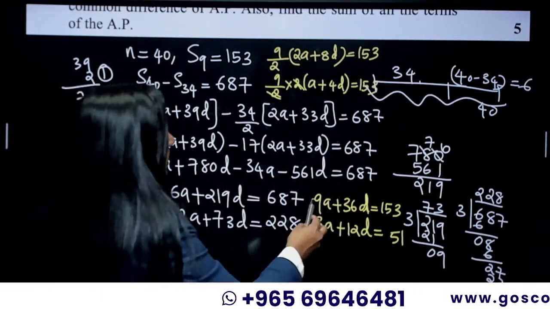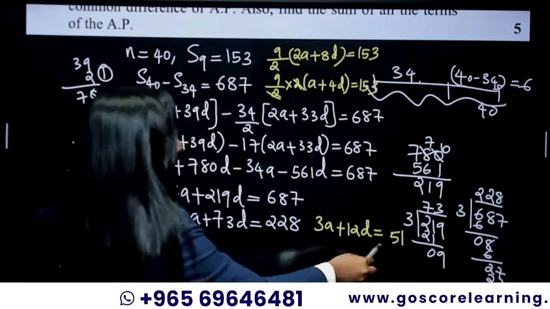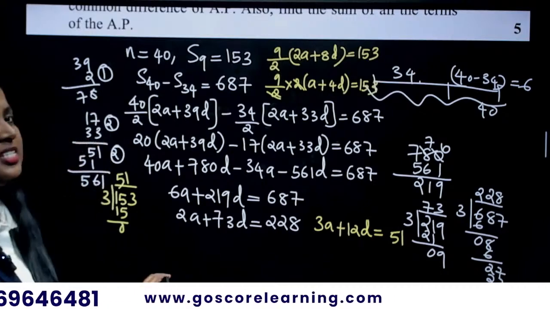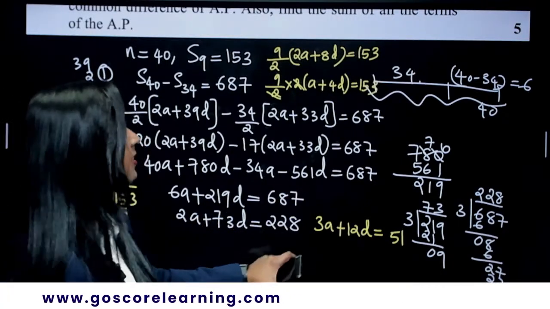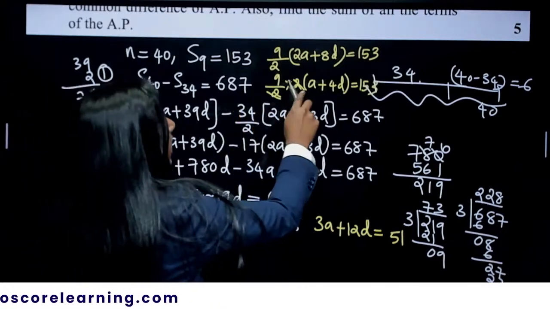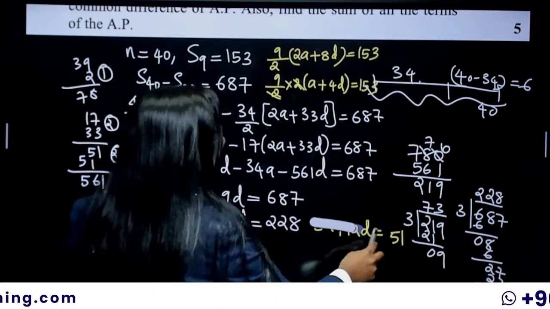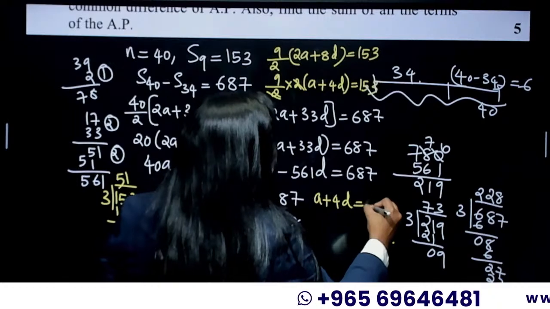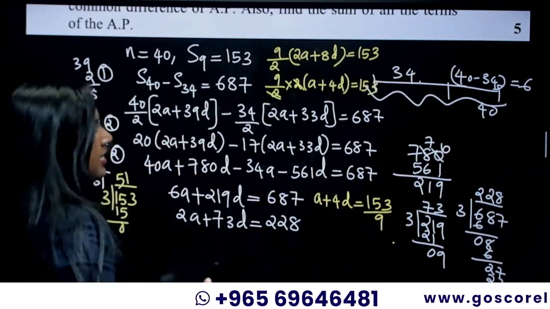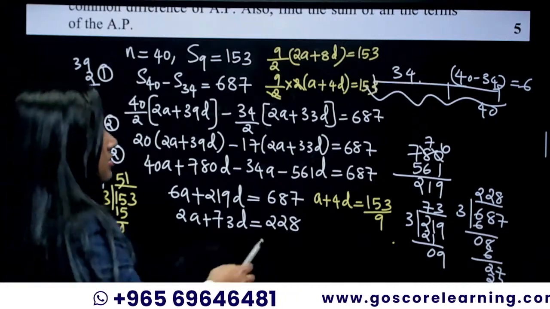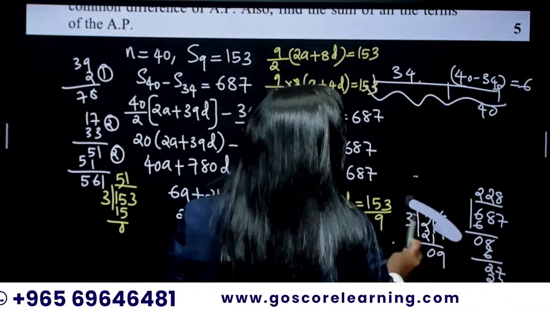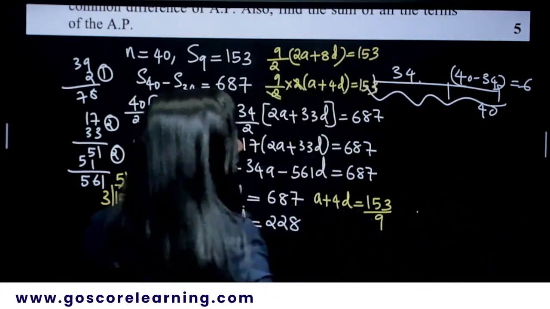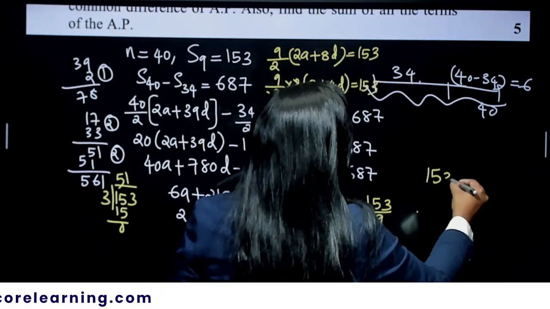Instead of complicating it this much, because if we are getting 3a plus 12d as 51, that is correct, but still this is 2 and this is 3. To make the coefficient same, I have to multiply this by 3 and this by 2. To make it easier, can I divide this 153 by 9 from this step itself? So it will be a plus 4d is equal to 153 by 9. The other equation that we got is correct, but just to save our time, if we are not dividing by 9, we have to multiply one equation by 2 and the other by 3. That will be lengthy. So 153 by 9.